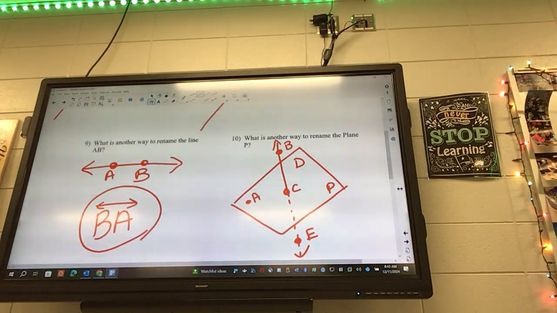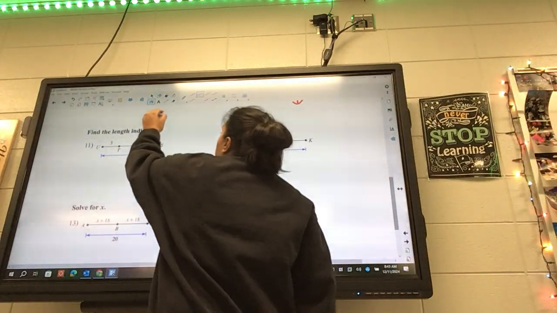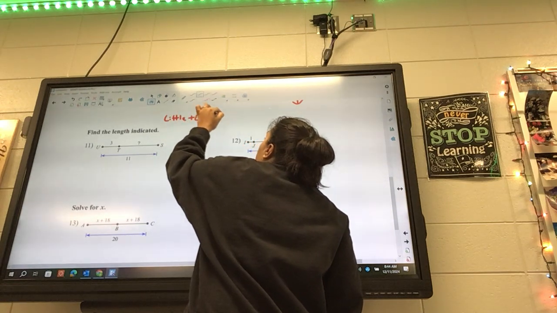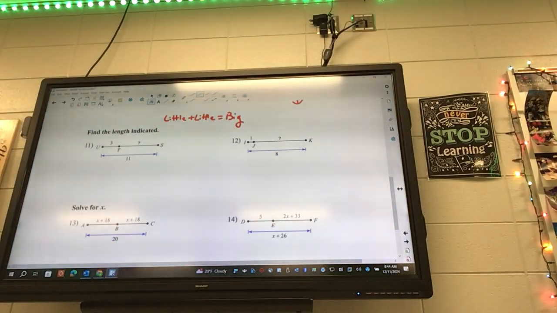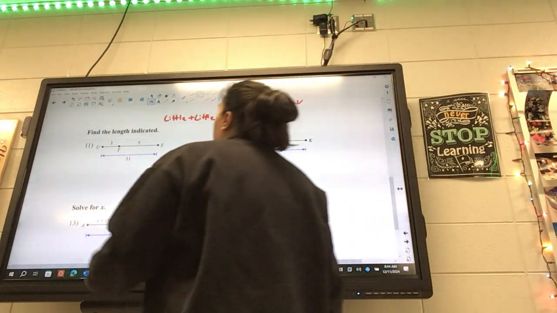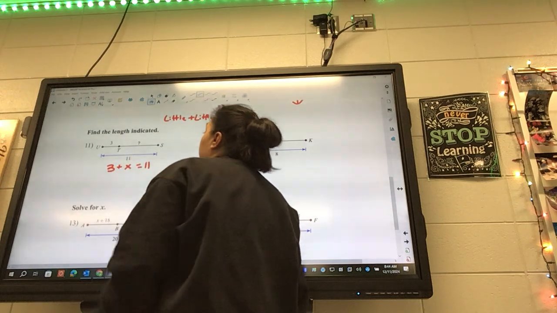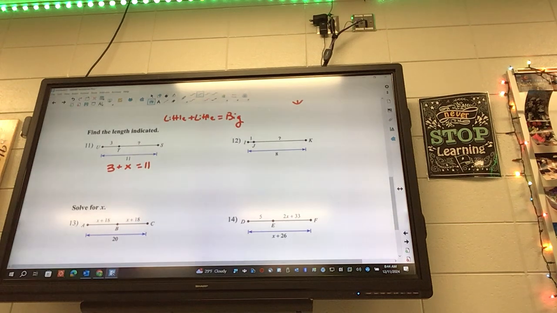Okay, 11. All of these ones are segment addition. You take a little one plus a little one equals a big one. So we say little plus little equals big. What is our first little one? 3. What's the second little one? A question mark. So we could say x equals the big one. Little plus little equals big. Okay, then what?